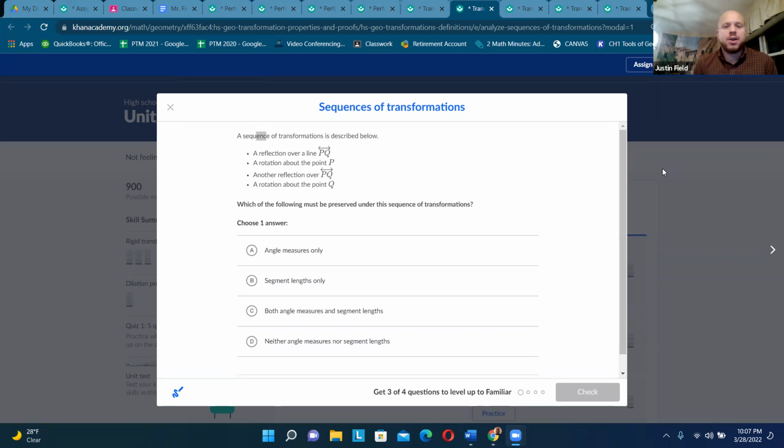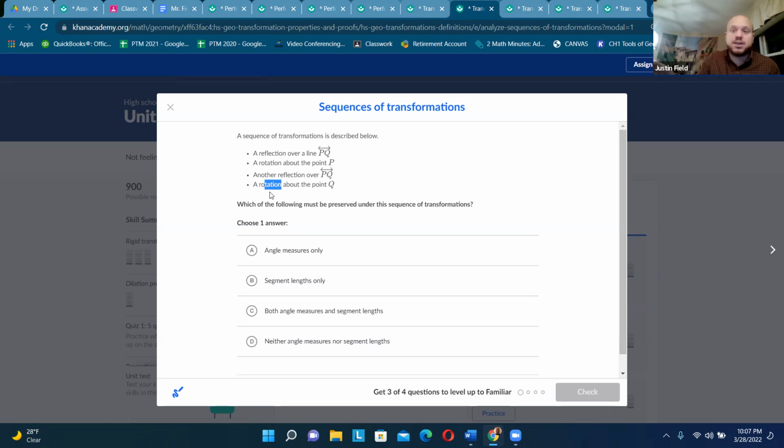All right. Well, now on to sequences of transformations. So we have our 4 transformations: rotation, reflection, translation, and dilation. And so we can do all of them in a sequence. This assignment is asking what would be preserved. We talked about the things that are preserved under rigid transformations. So what you've got to look for is to make sure you don't have a dilation in here. If you have a dilation, then those distances are not going to be preserved.